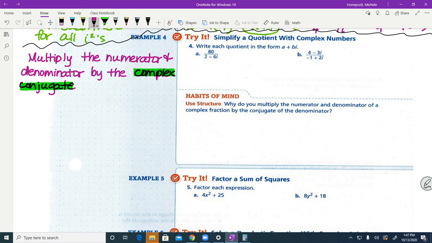So if I have my regular complex number a plus bi, its complex conjugate is a minus bi. So the real parts are the same, the imaginary parts are the same. The only thing that's different is the plus. One has a plus and one has a minus. So that's what we'll do to simplify the quotient. And this process, again, is called rationalizing the denominator.